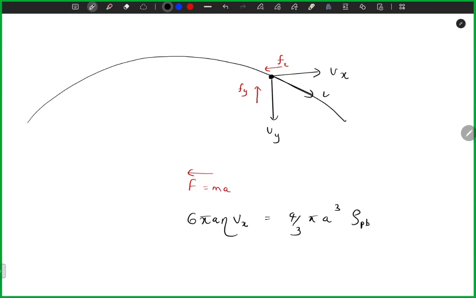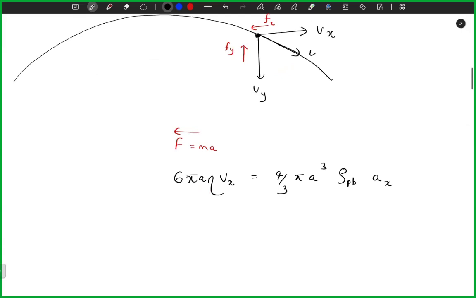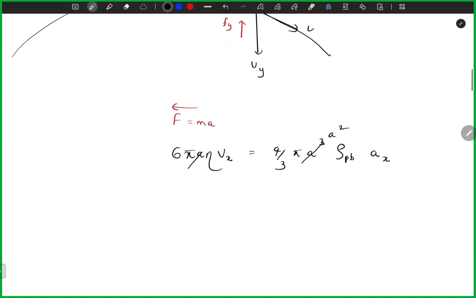ρ_PB. And then now I have what? The mass. So if I multiply the mass by the acceleration, I get the acceleration in what? The x direction. So now, if you want to find the acceleration, of course, you have to simplify. That's a simple matter. So a to the power 2, right? So then you already have these 2, this is 3, and then π cancels off. What do you see? You get 9ηVx over 2a²ρ_PB equals what? ax.